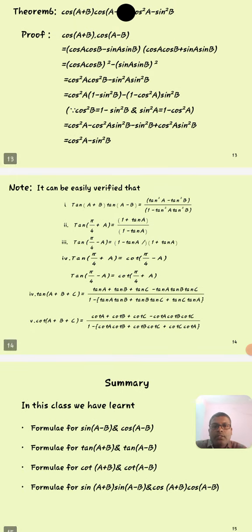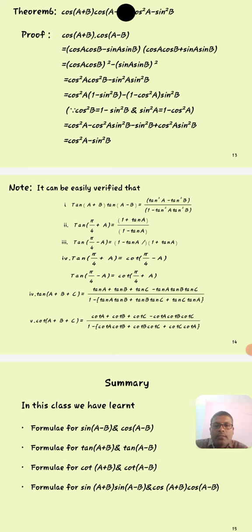Okay, so you observe these four, and again another one is there. You observe tan of (a plus b plus c) is equal to what? Tan a plus tan b plus tan c minus tan a into tan b into tan c, divided by 1 minus tan a into tan b plus tan b into tan c plus tan c into tan a. You just have to remember these formulas. And again another one is there.